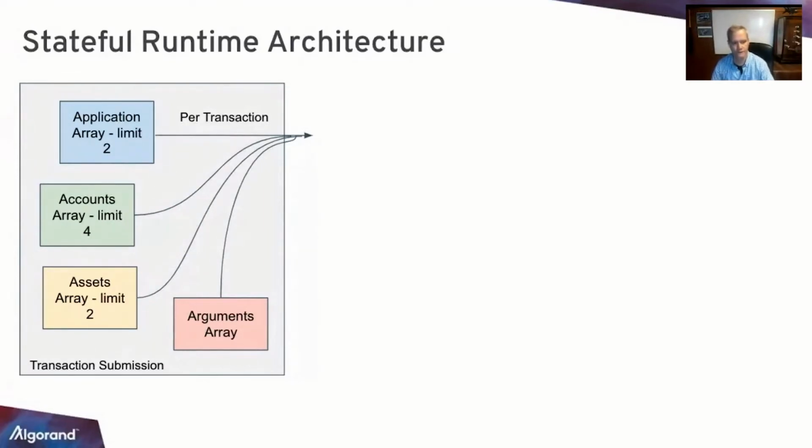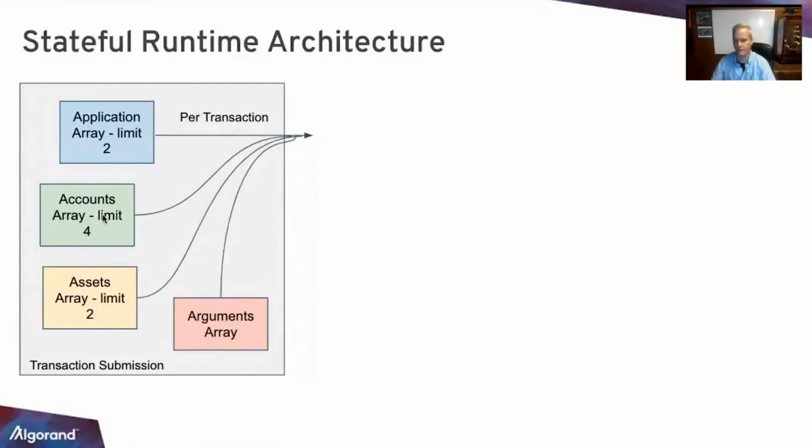When you want to interrogate an account, you absolutely have to pass it in the accounts array when you submit the transaction to the stateful smart contract. Using the accounts array, I can also look up their asset balance. What if I want to know the configuration of that asset? The only way to do that is to pass that asset ID in the assets array.